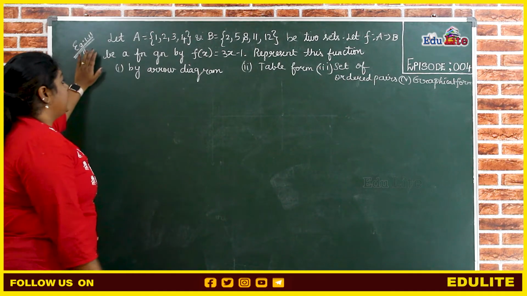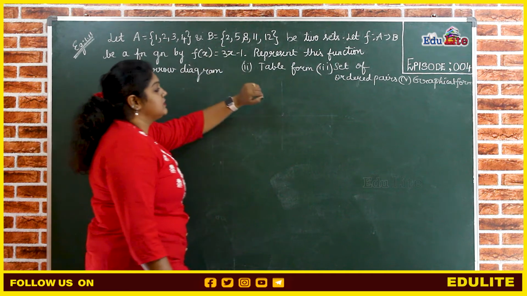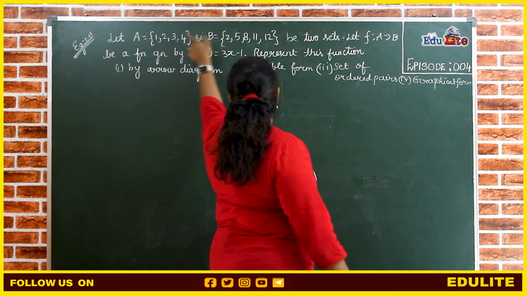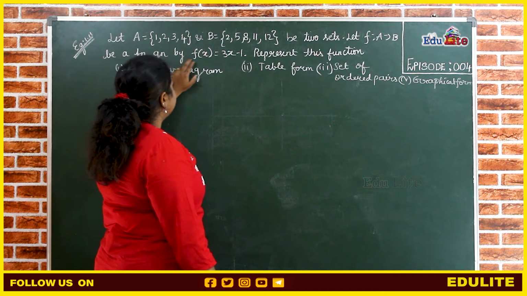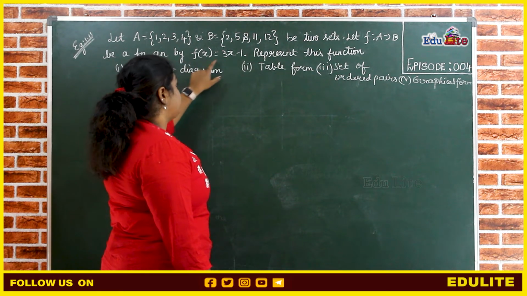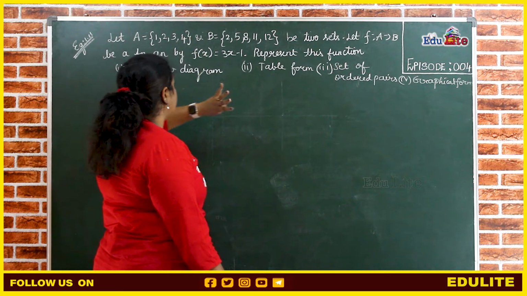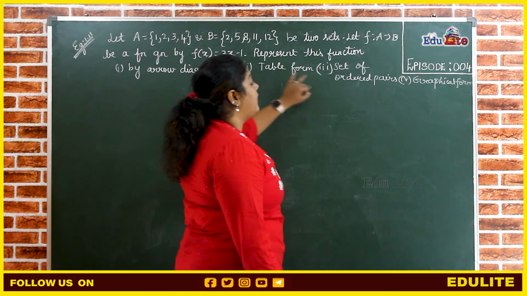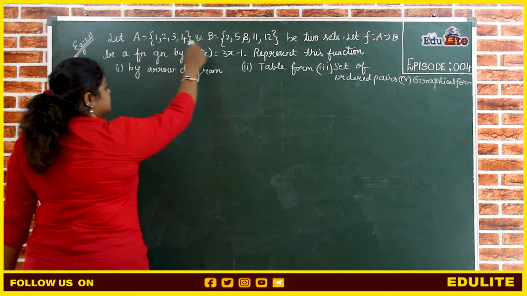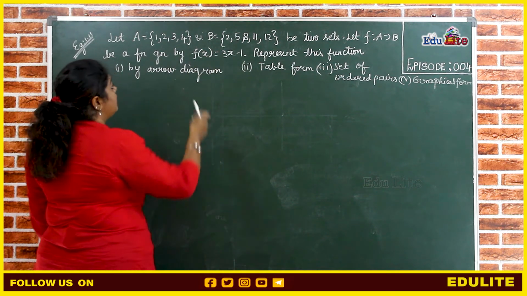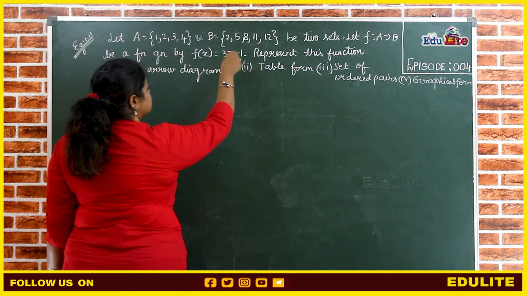In example 1.11, we are given two sets A and B with a set of values. Then f is a mapping from A to B, a function given by f of x equals 3x minus 1, and we have to represent this function in four forms: arrow diagram, table form, set of ordered pairs and graphical form. So we are given two sets A and B, but we don't know which value from A is mapped to which value in B. Let us find that.